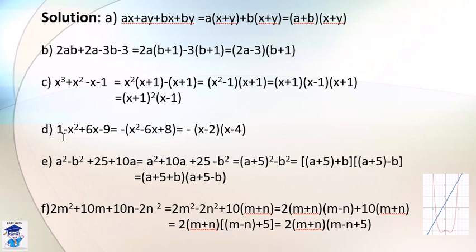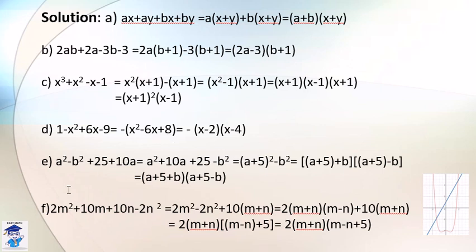Number D, 1 minus x squared plus 6x minus 1. So we can make this one take out the negative. It's more easy, right? So we can get the last term is 8. We can use negative 2 times negative 4 is positive 8. Because the middle one is negative 6x, so we have to make negative 4, negative 2. Because negative 4x plus negative 2x equals negative 6x.